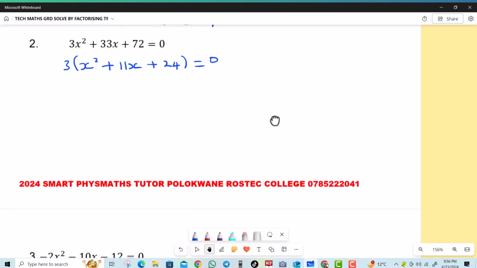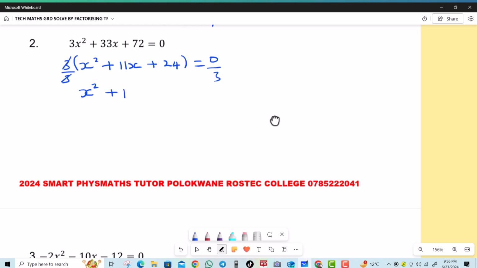If I divide by 3, these are going to cancel, getting 0 this side. Next, I'm going to have x squared plus 11x plus 24 equals 0.